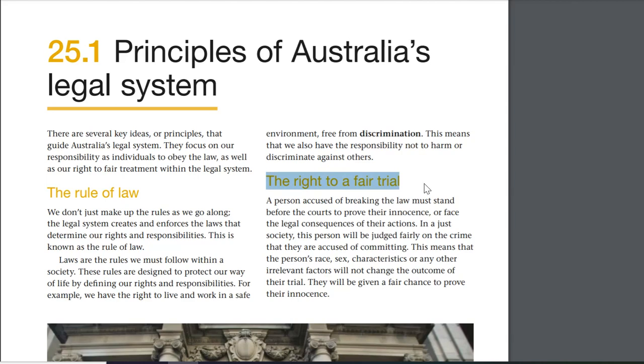The right to a fair trial. A person accused of breaking the law must stand before the courts to prove their innocence, or face the legal consequences of their actions. In a just society, this person will be judged fairly on the crime that they are accused of committing. This means that the person's race, sex, characteristics, or any other irrelevant factors will not change the outcome of their trial. They will be given a fair chance to prove their innocence.